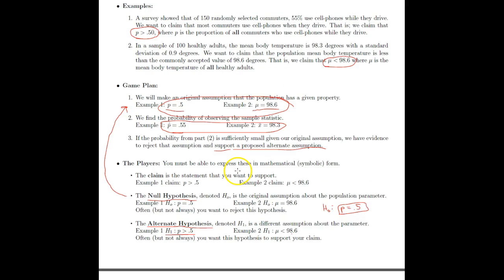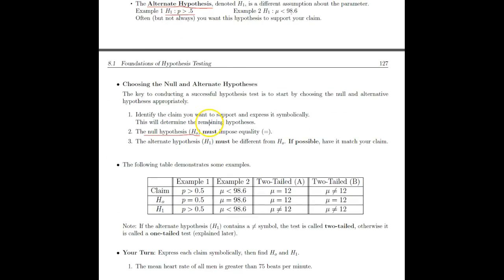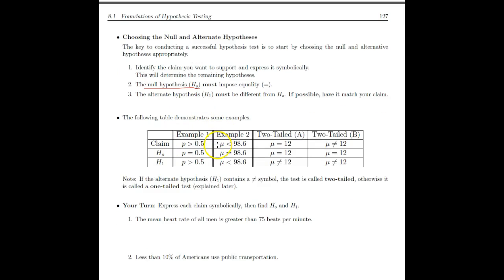Example 2, we want to claim that the population mean body temperature is less than the commonly accepted value of 98.6 degrees. So the claim in symbolic notation is that mu is less than 98.6 degrees. And the null hypothesis, again, we want to impose equality if possible, would be that mu equals 98.6 degrees. And then our alternate hypothesis must be different from our null hypothesis, and if possible, have it match your claim, which we can do. So we'll say that mu is less than 98.6 degrees.